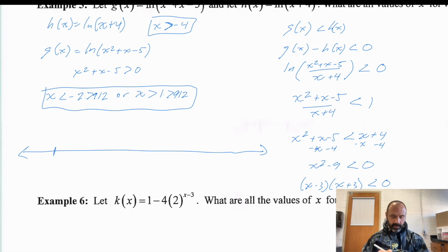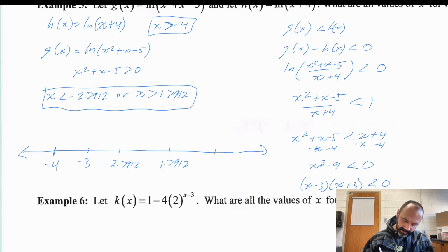Our domain starts at negative 4. Then we have a 0 here at negative 3. And then I have negative 2.7912, and then positive 1.7912, and then I have positive 3, and then anything bigger than that. This region in here, I'm thinking no domain, right? So really I've just got 4 regions I'm checking, here, here, here, and here.